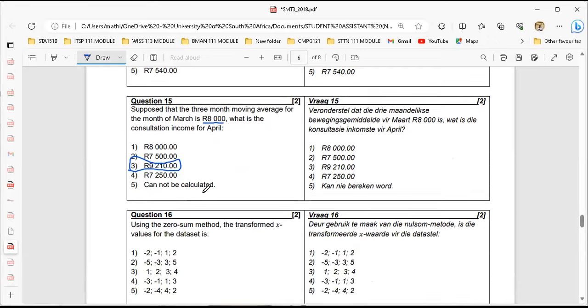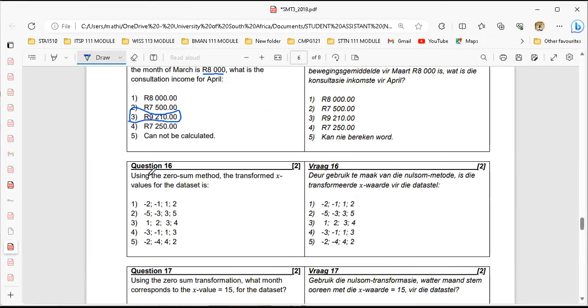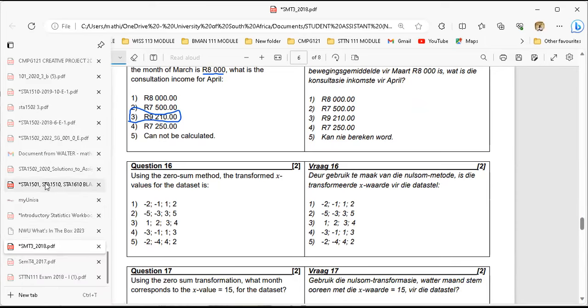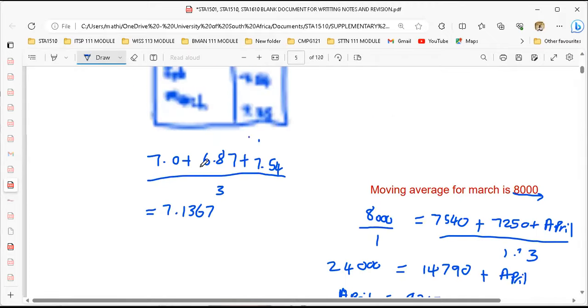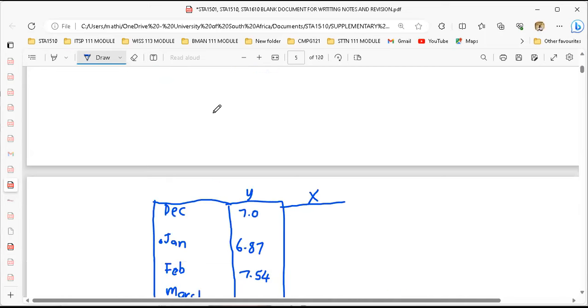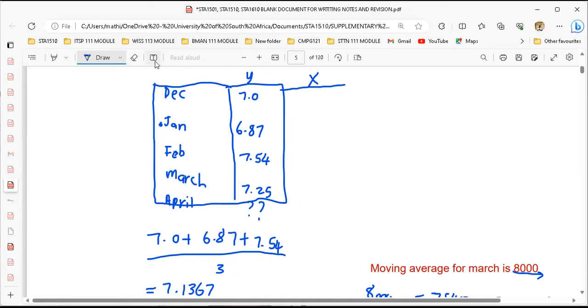Okay, then we're done. Now they say question 16, using the zero-sum method, the transformed x values is, let's calculate the transformed x values. Very interesting question. Let's find the transformed x values. I'm just going to do this so that you can see what I'm going to do now.